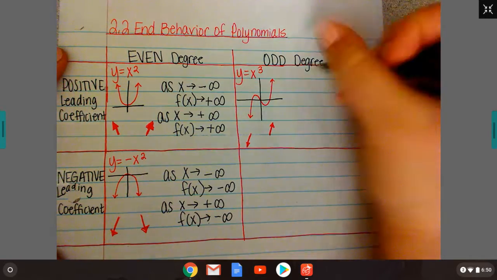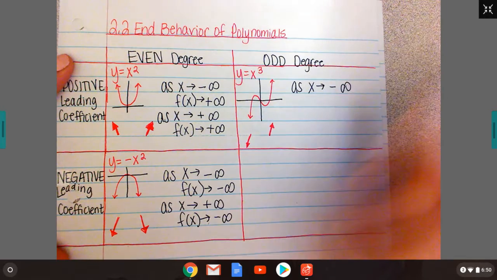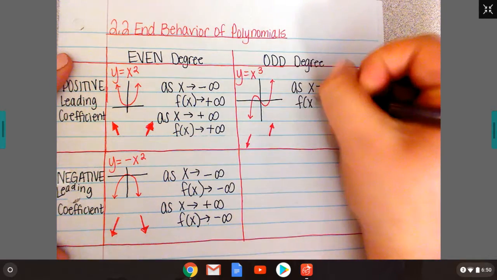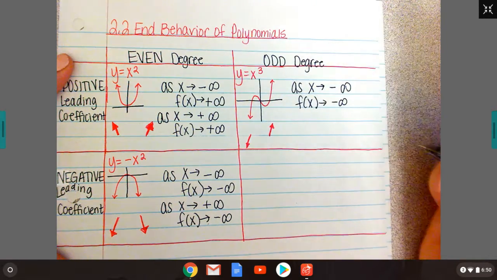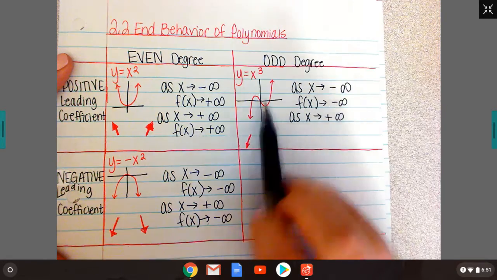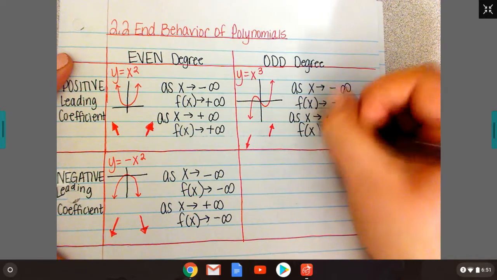Let's fill out our chart. As x heads towards negative infinity, so as we go to the left, f of x goes towards negative infinity as well. As x heads towards positive infinity, f of x heads towards positive infinity as well.